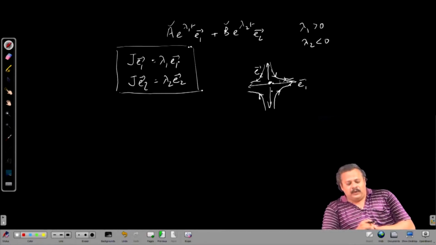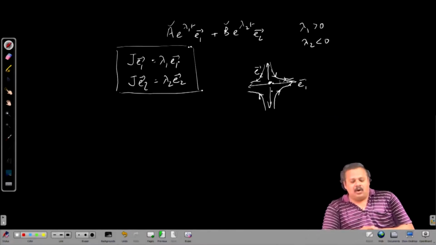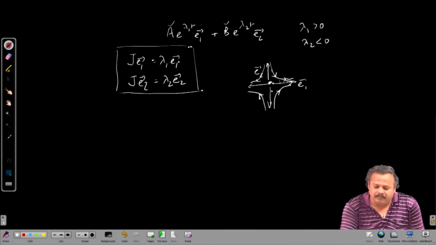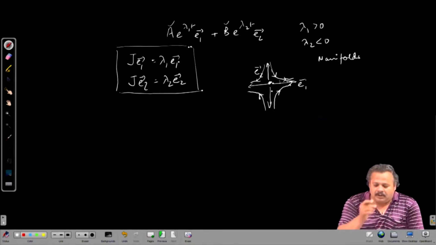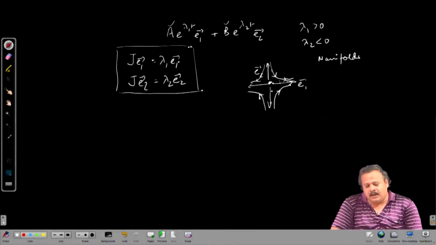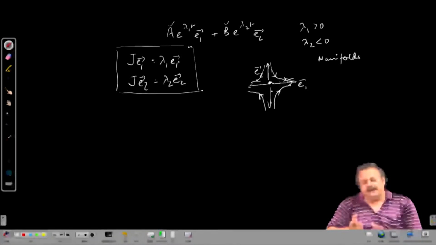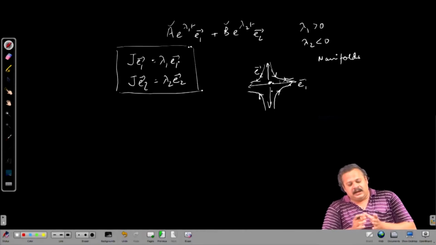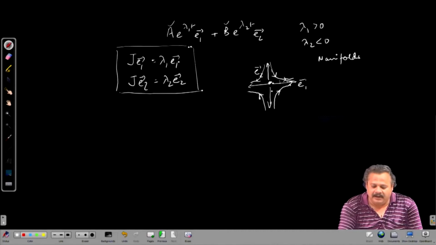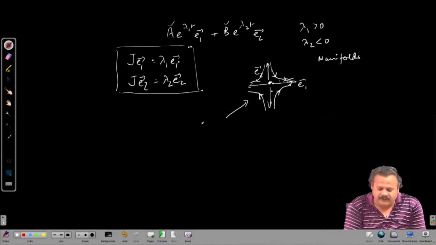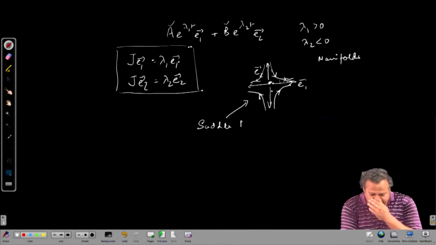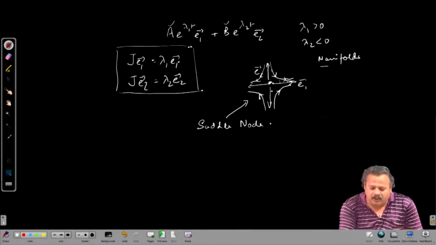So, along with this, we bring in the idea of what we call manifolds, the two essentially trajectories associated with any equilibrium point like this, which is called a saddle node. So, this kind of an equilibrium point, as we had said earlier, is called a saddle node. So, what are the manifolds?